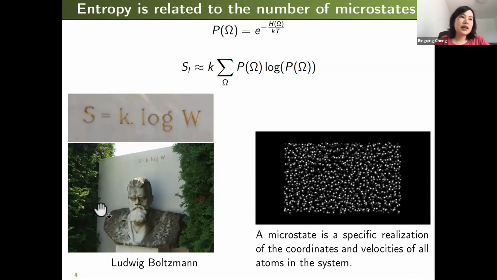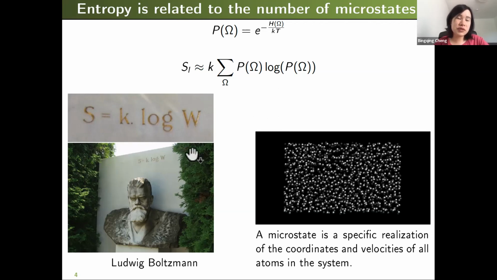Here in Vienna, we have Boltzmann's grave, and on his gravestone is engraved Boltzmann's equation, which reads: the entropy is equal to the Boltzmann constant times the logarithm of the number of microstates. And a microstate is a specific realization of the system. It contains all the information about the coordinates and the velocities of all the atoms.